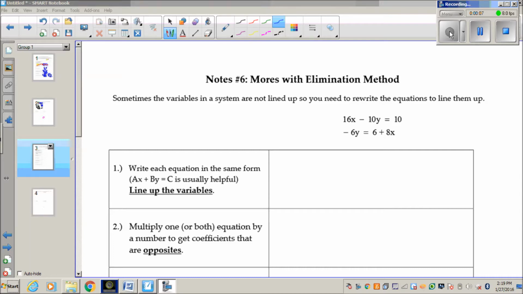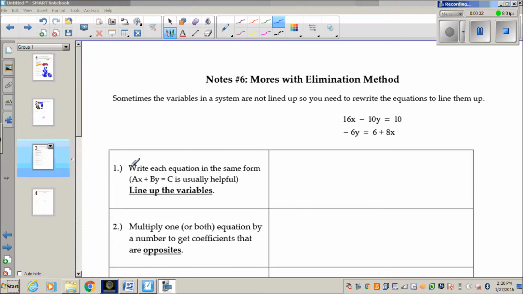Today we're going to take a look at some more examples using the elimination method. So again, we're solving a system of equations where we've got two different equations together, and we're focusing on the elimination method. Today's examples are going to be a little bit more complex than the examples that we've seen thus far. The method, however, is exactly the same.